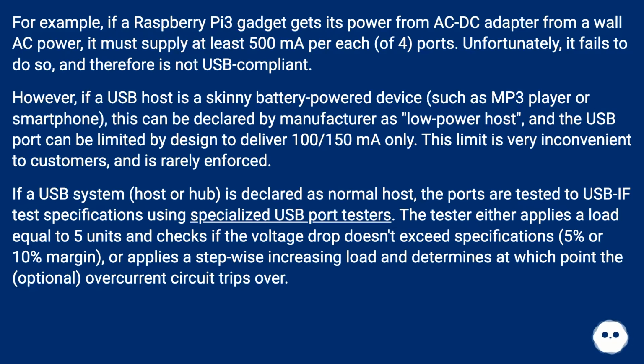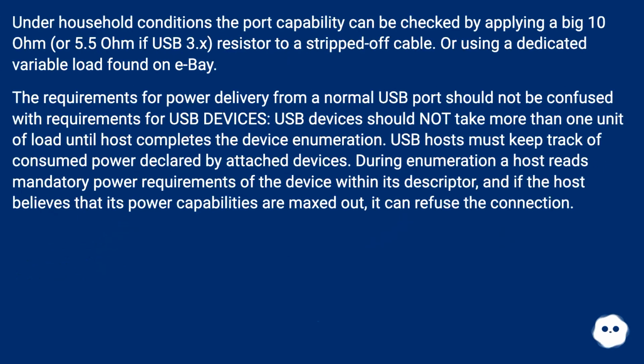The tester either applies a load equal to 5 units and checks that the voltage drop doesn't exceed specifications, 5% or 10% margin, or applies a stepwise increasing load and determines at which point the optional overcurrent circuit trips. Under household conditions, the port capability can be checked by applying a big 10 ohm, or 5.5 ohm if USB 3.x, resistor to a stripped-off cable, or using a dedicated variable load found on eBay.